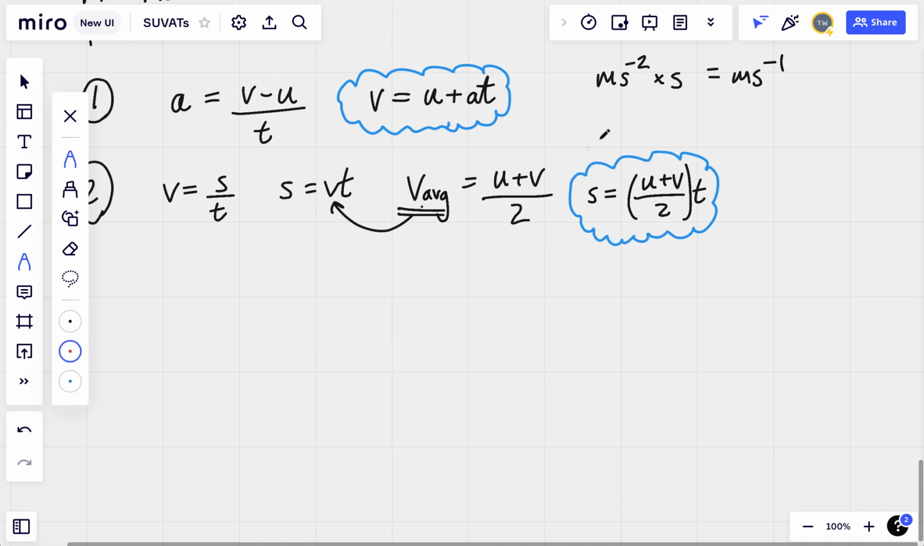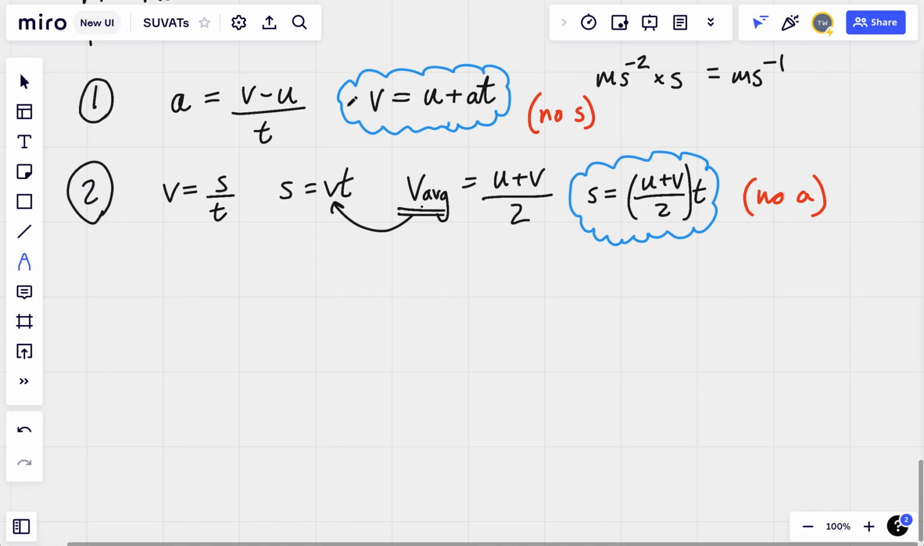Now, as we go through, I forgot to do it on the first one, sorry. I'm just going to put in brackets what's missing here. Okay, so we've got v, u, a, and t. So this one has no s. Okay, no displacement in this one. Whereas the second one has no acceleration. And that's important because when you look to use or decide which SUVAT you're going to use, you need to know what is there and what isn't there.